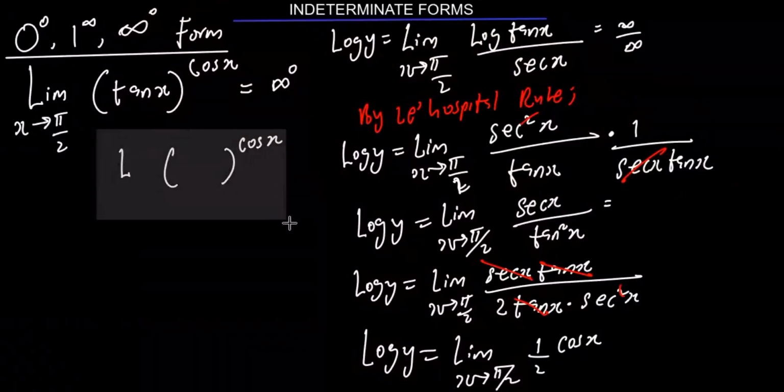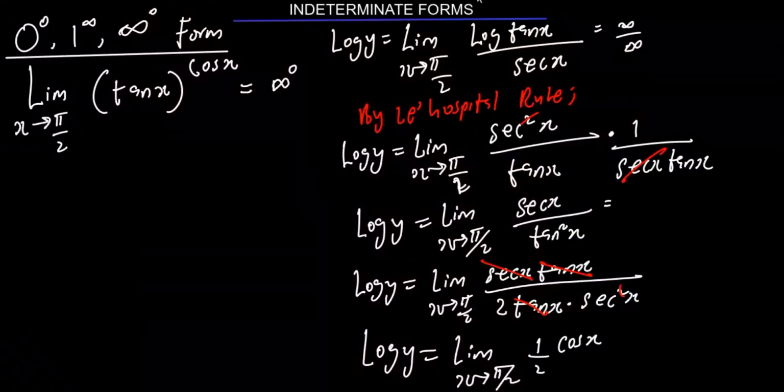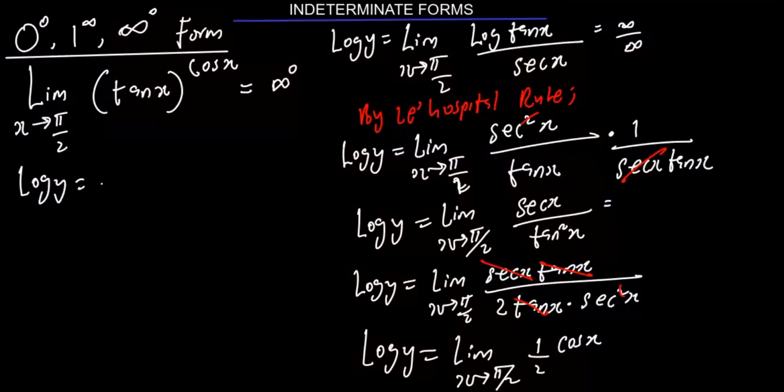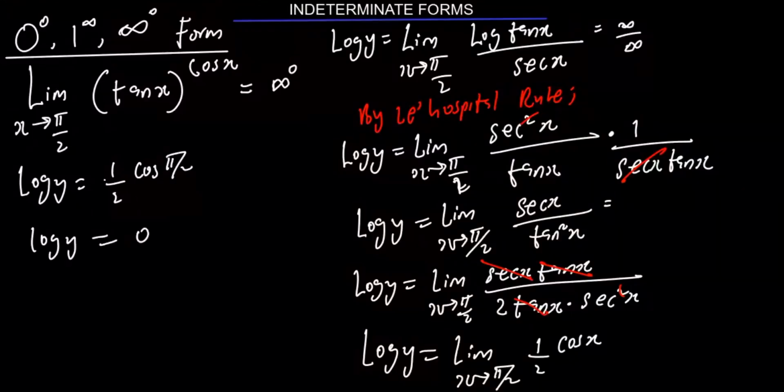We have log y equal to the limit as x tends to pi over 2 of this. If I substitute directly, what will I be having? I'll be having 1 over 2 cos pi over 2. So I have log y equal to, what is cos 90? That's 0, times half, that's 0.